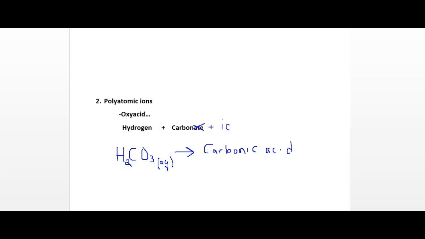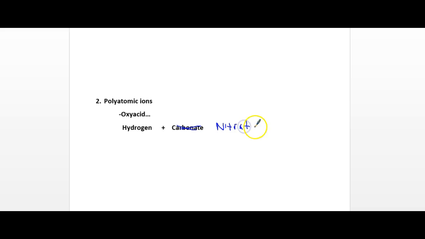Another example, let me give you one more. I'm going to erase this one, so pause it if you need to. And then, so if we had another one, let's say we had hydrogen and not carbonate, let's have nitrate. So let's write this out real quick. Okay, so then we'd have hydrogen. It's a +1. Then we'd have to add NO3. And it's a -1, right? If you look on your chart. So then we get HNO3. That would be the correct formula.